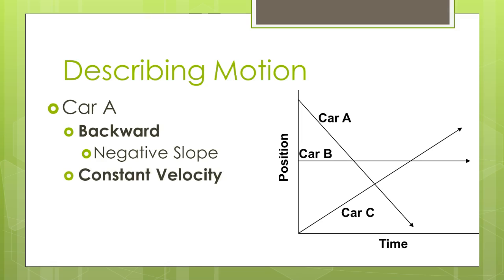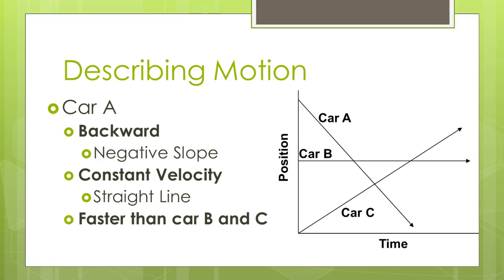So it's moving backwards. It's constant velocity because a straight line on a position versus time graph means constant velocity. It means position is changing at the same rate that time is changing. A straight line always means constant velocity in a position versus time graph. We also know that car A is moving faster than cars B and C because it's a steeper slope.